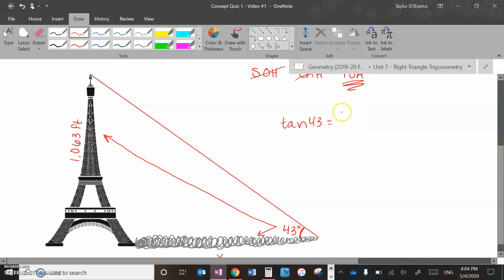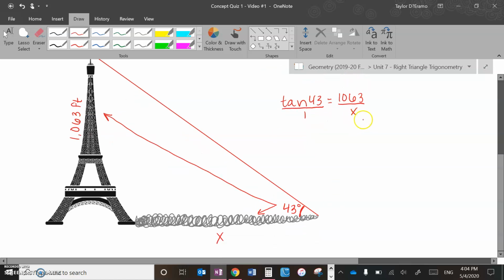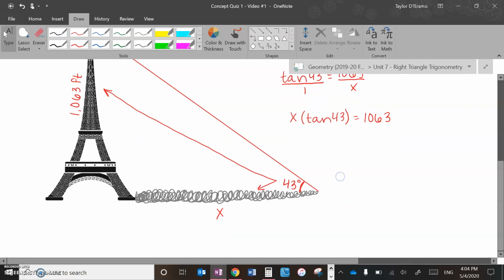The opposite side, I know that one is 1063, over the side I'm trying to find, x. And then I'm just going to turn this into a fraction to make it easier to cross multiply. So cross multiply and get x times tan 43 equals 1 times 1063. Now I have to get x by itself, so I divide both sides by tan 43.